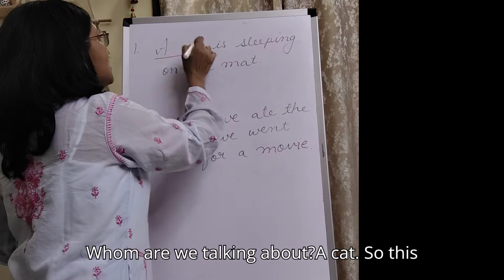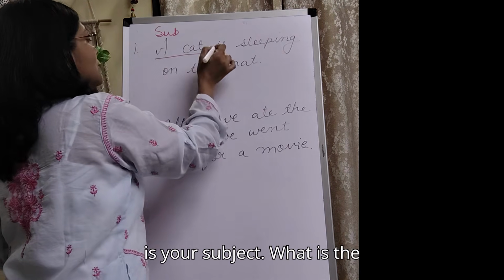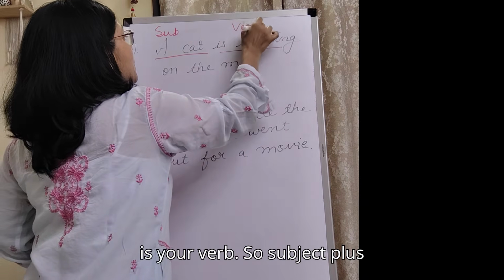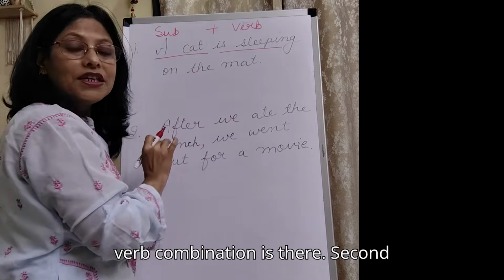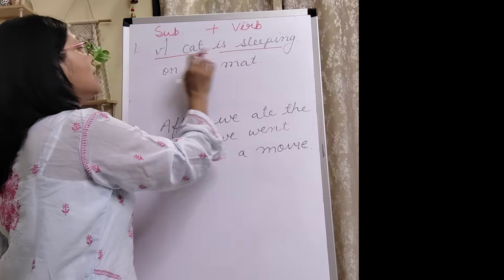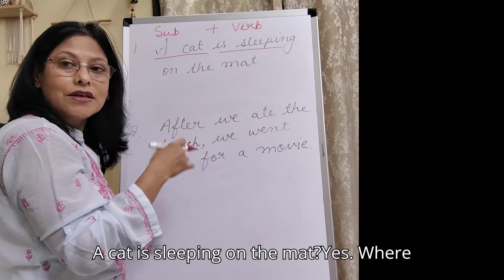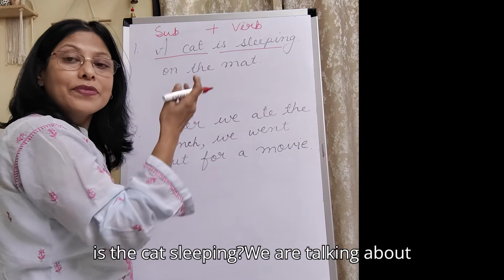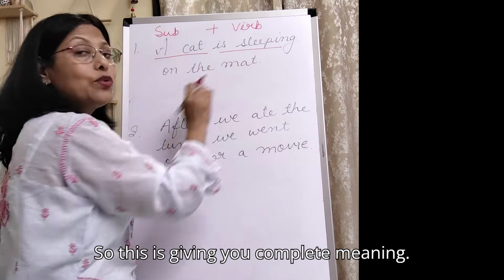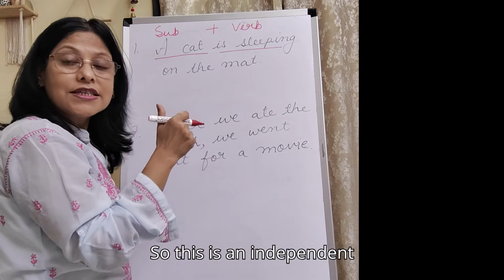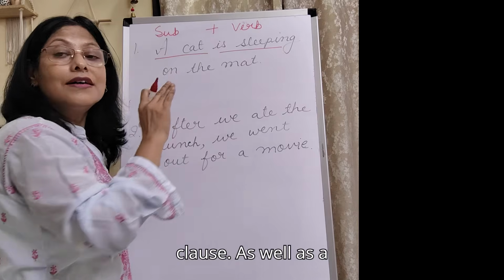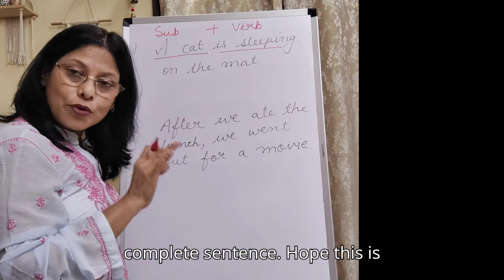Whom are we talking about? A cat. So, this is your subject. What is the cat doing? It is sleeping. This is your verb. So, subject plus verb combination is there. Second thing, is it making complete sense? A cat is sleeping on the mat. Yes. We are talking about the cat which is sleeping on the mat. So, this is giving you complete meaning. So, this is an independent clause as well as a complete sentence. Hope this is clear to you.